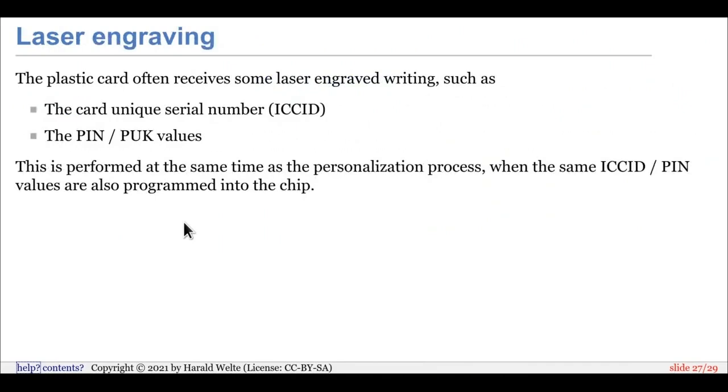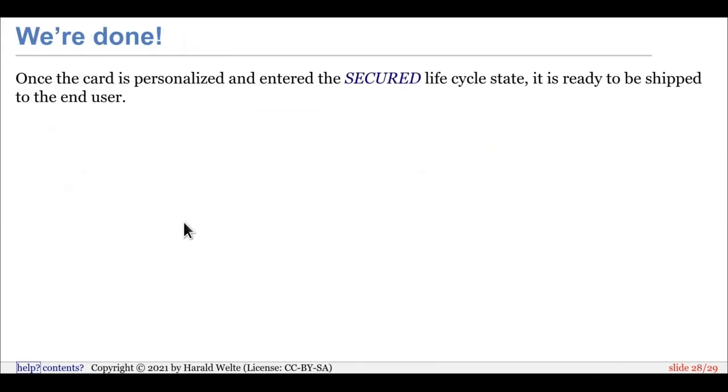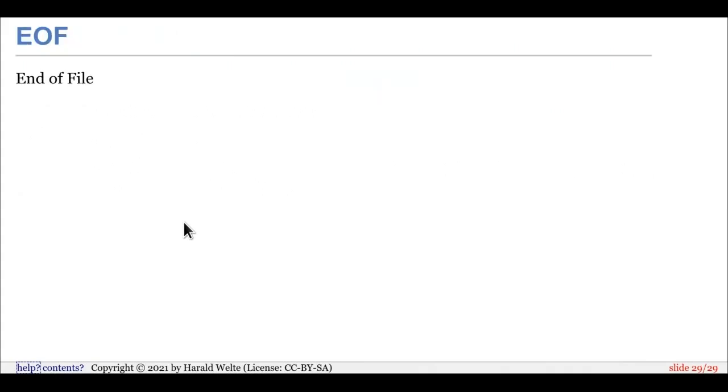At the same time, during the dynamic data phase, there often happens laser engraving. That means some of the dynamic data parameters, most likely the ICCID and the PIN and PUC values, are being laser engraved on the plastic card, while the personalization of this data into the chip is happening. And then finally, we have that card, and it can be shipped to the end user. So that's the process, and we can come to questions.